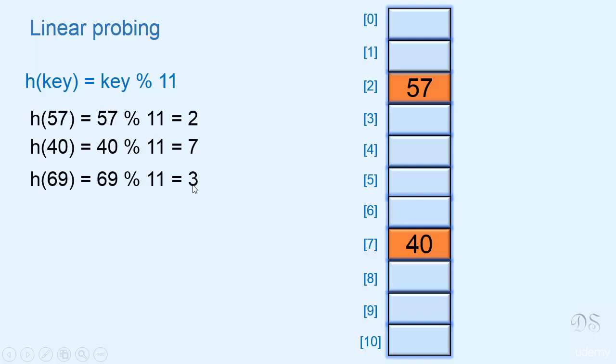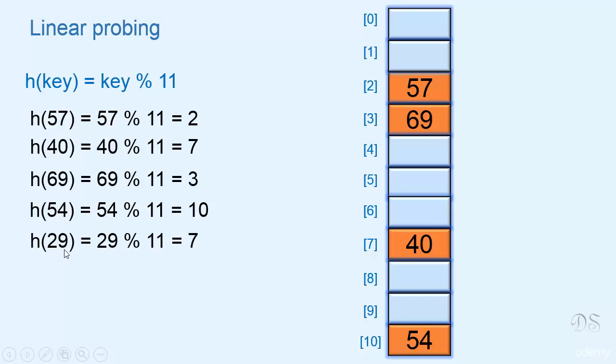Next, 69 is mapped to location 3. 3 is empty, so we insert it here. Next, this 54 is mapped to location 10. This location 10 is empty, so we'll insert this key here. Next, we have this key 29 and it is mapped to location 7. Now, location 7 is already occupied. So, we'll look at the next location. This next location is empty, so we can insert the key here.